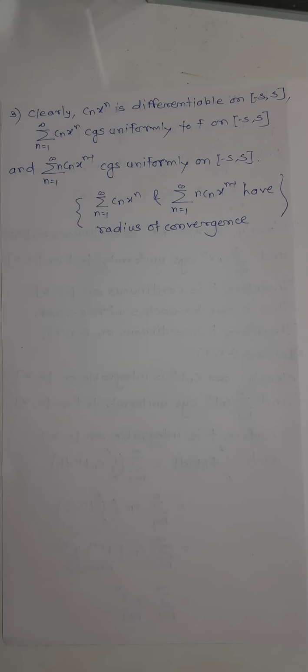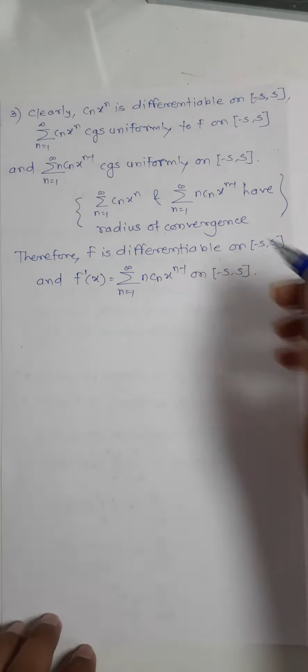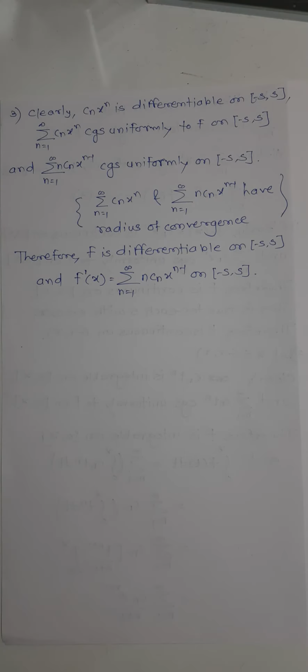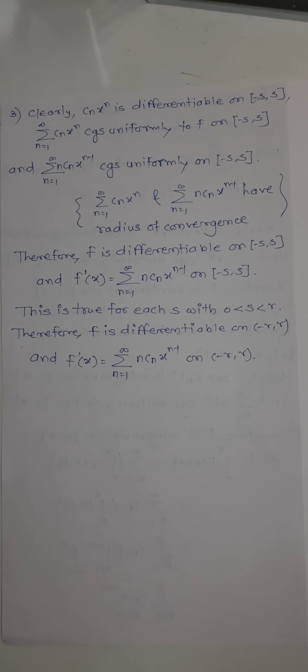Okay, so therefore what can we say? Therefore f is differentiable on the interval minus s to s, and f dash of x is equal to this one, on the interval minus s to s. So this is one theorem we have used here. Actually this is true for each s such that 0 less than s less than r. Therefore we can write the same things for the interval minus r to r. In this way we completed the third sub-equation also.